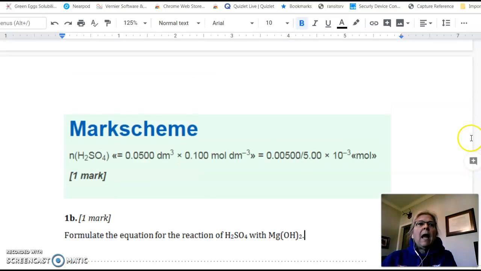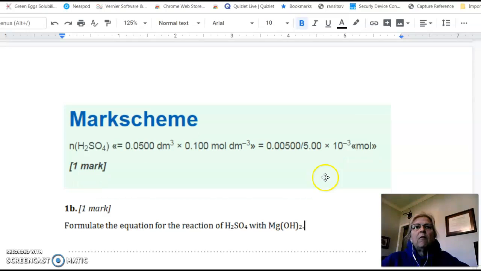Okay, so we look at the number of moles of H2SO4. That gives us the liters. Notice that the 0.0500 dm3 is the conversion to liters, times the molarity. So liters times the molarity gives us the number of moles.